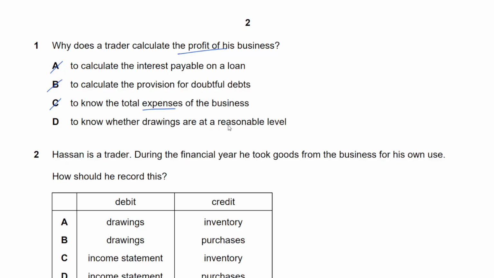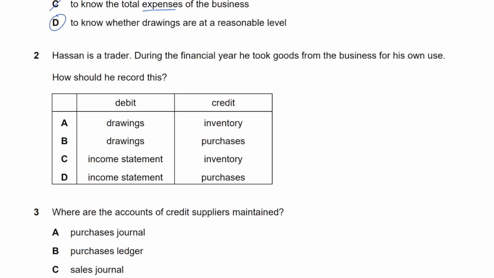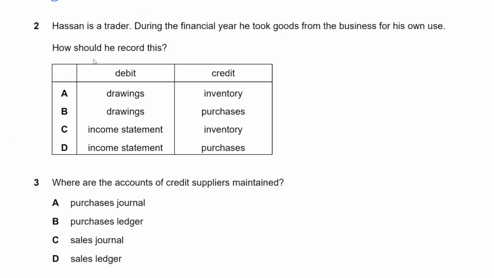To know whether drawings are at a reasonable level. That is true. As a business person, you need to know how much drawings you should take, what's a reasonable amount of drawings you can take if you know the profit, right? If the profit is not that good, you have to control the drawings, and if it's too good, then you can have a little bit of a free hand. You can take some extra drawings that period.